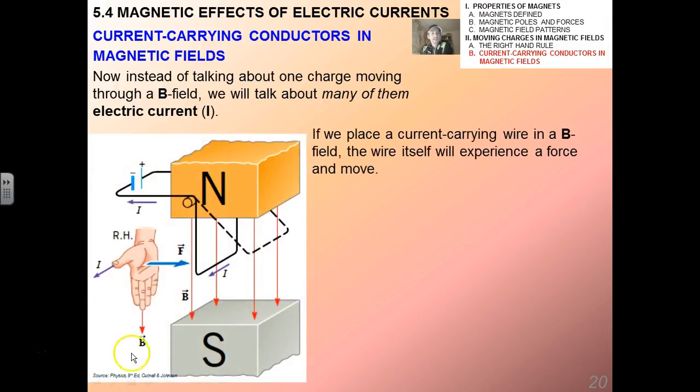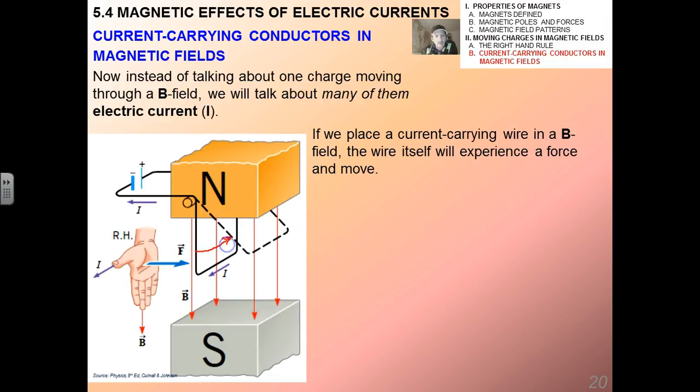In this particular case, a very simple example, I have a uniform B field between the north and south pole pointing downwards in this diagram. I connect this wire, which is in the shape of a square, to a battery, and there's a current that flows through this wire. Because of the right-hand rule, with the B field downwards and the current in the same direction as the velocity, you see that the force in this case acts to move the wire from this position up to this position.